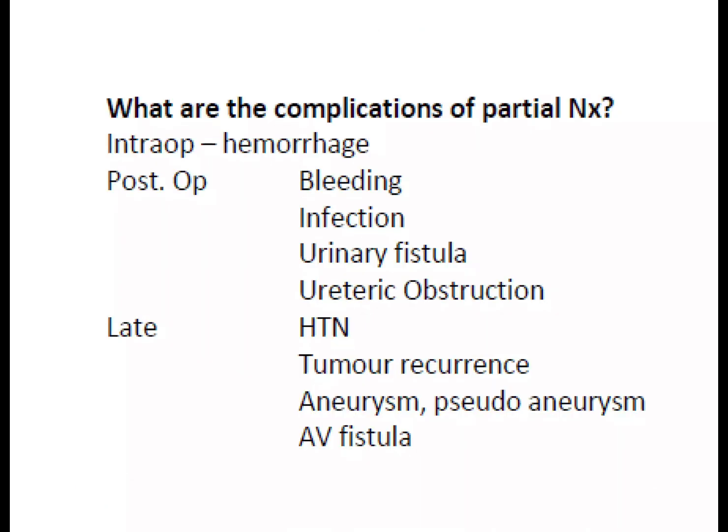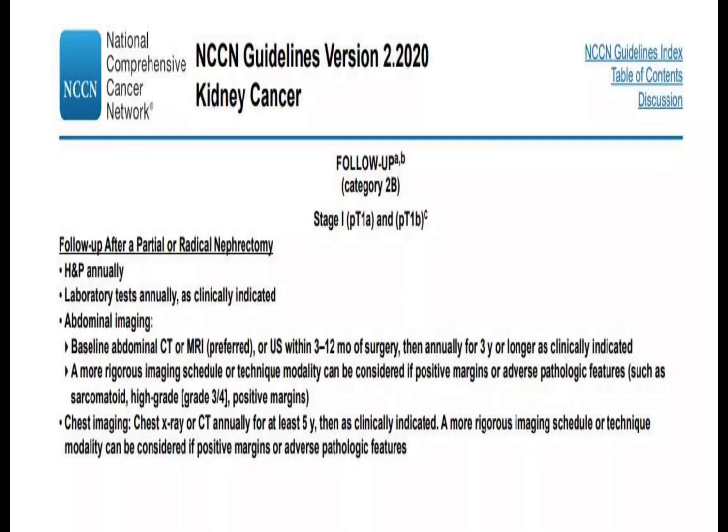Now, what are the complications? These are the intra-op, post-op, and late complications. And post-op bleeding is common, so it is better to understand how to deal with bleeding post-op. And this is the follow-up protocol for the patient after partial or radical nephrectomy.